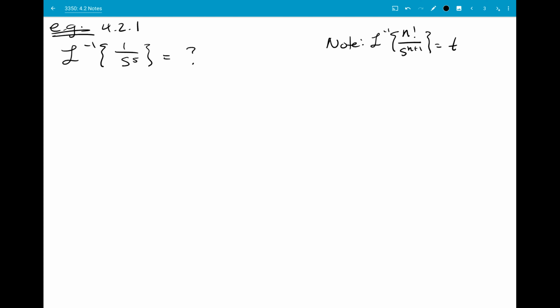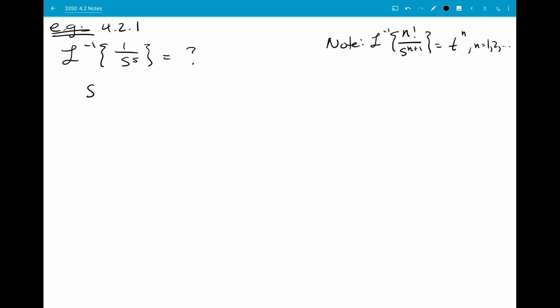So we're just going to do a couple examples. This is section 4.2.1's example. We're just going to look at computing the inverse Laplace transform of 1 over s to the fifth. To do this, we're going to have to remember some stuff from our Laplace transform tables that should be somewhere handy in your notes because we'll use those a lot too. The inverse Laplace transform of n factorial over s to the n plus 1 is equal to t to the n, for n equal 1, 2, and so on and so forth.